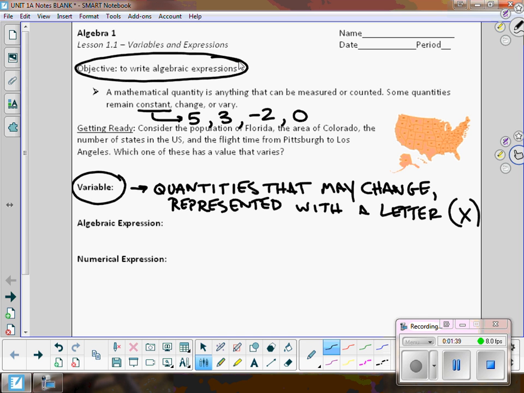Now let's take a look at the getting ready here. It wants us to consider the population of Florida, the area of the state of Colorado, the number of states in the United States, and the flight time from Pittsburgh to Los Angeles. To get you thinking about what it means to vary or change, let's look at these 4 things and tell me which ones do you think might change over time. So let's talk about the population of Florida. Do you think that changes from time to time or from year to year? If it does, we'll highlight it with green. If it does not, we'll highlight it with sort of that pink down here at the bottom.